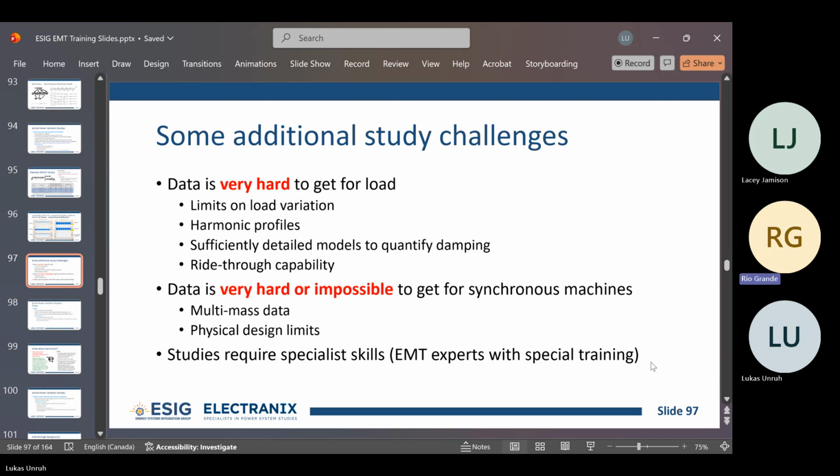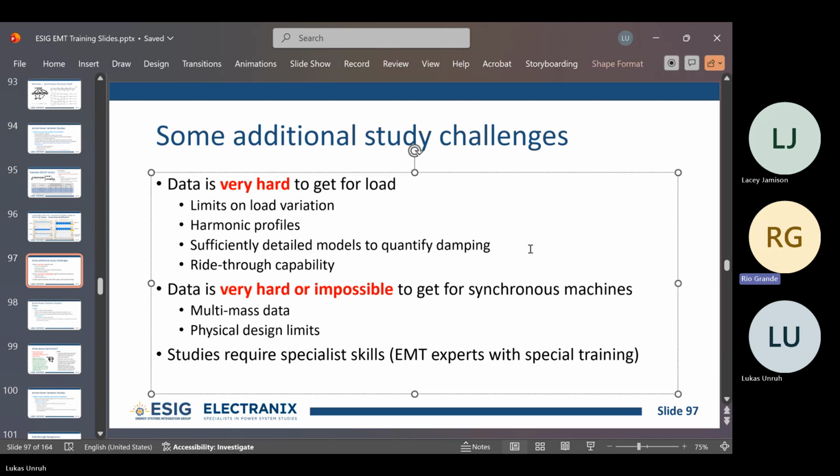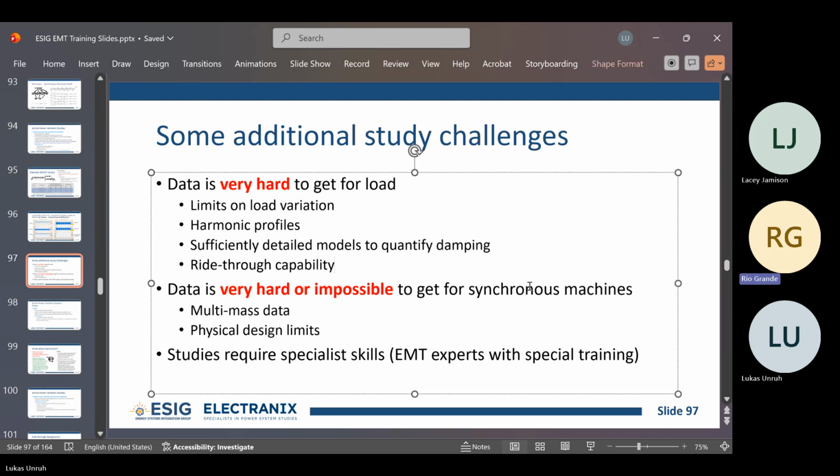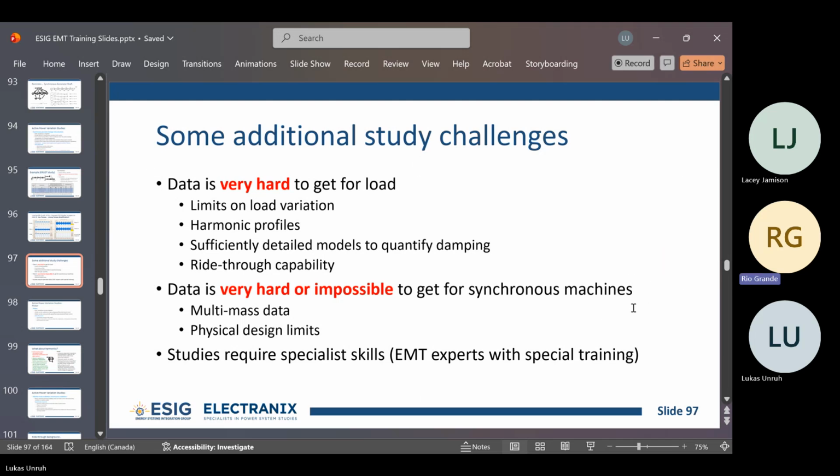Getting detailed models to quantify damping. All right, so this is a very important one because these models do not exist today. We don't have models from the OEM vendors that are of sufficient detail to assess the damping from these loads. They're in progress, I'd say, and maybe in a couple of years we'll have reasonably good models for these UPSs and power supply units, things like that. But today they don't exist, but they're working on them.